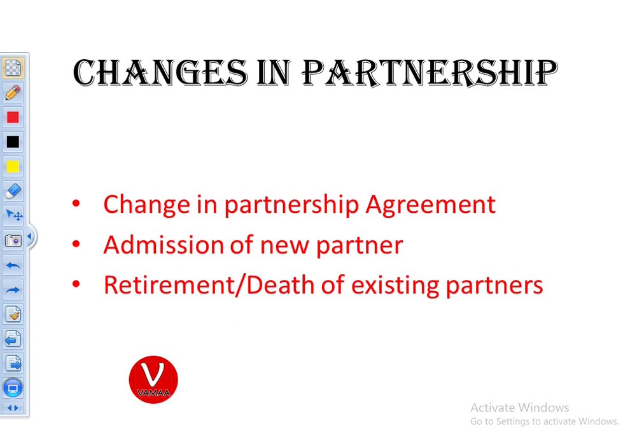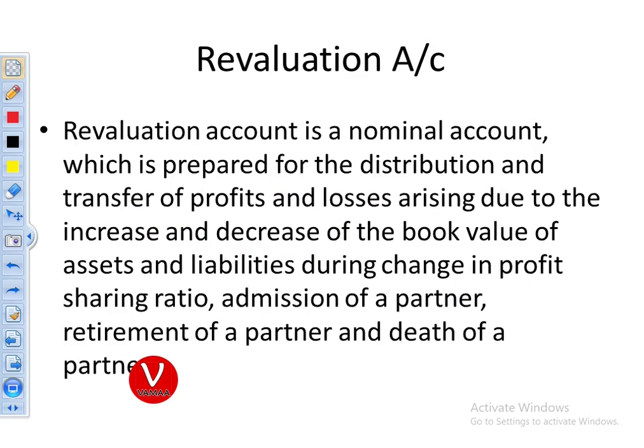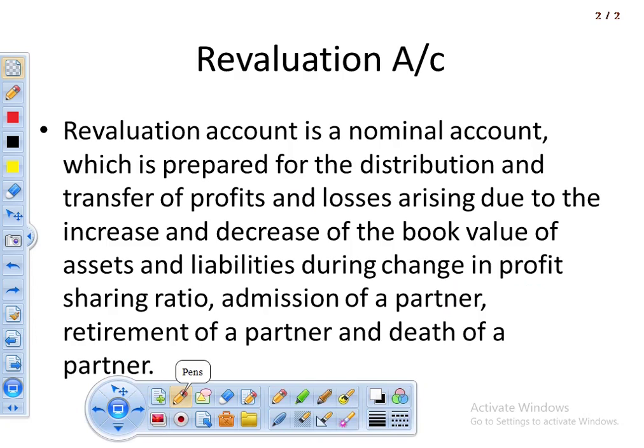Because on this date, when there's a change in partnership, we need to prepare a revaluation account. Now, a revaluation account is mainly prepared to distribute the profit or losses that arise when there is an increase or decrease in the value of assets and liabilities. So on this date, we need to revalue the assets and liabilities that we have. And if we make a profit or loss, then it needs to be distributed to capital, or distributed to old partners.